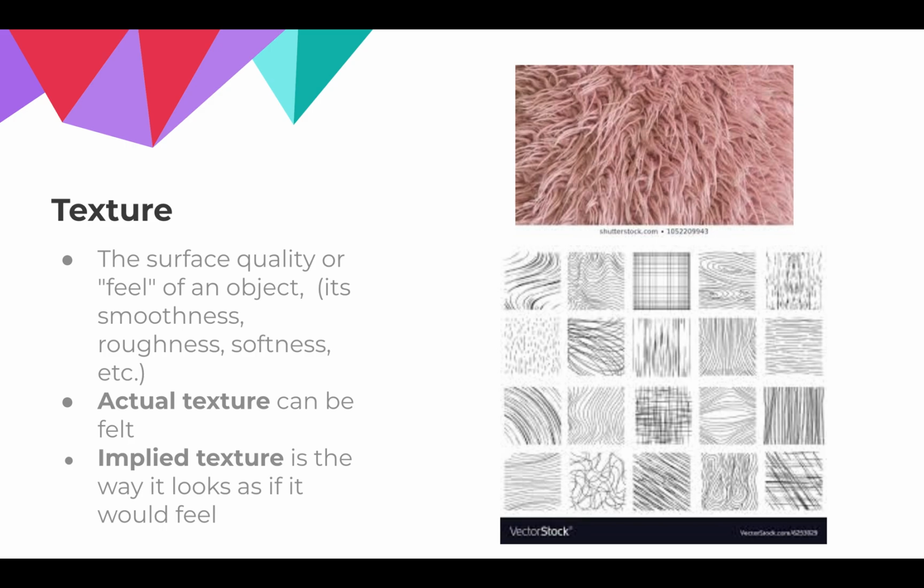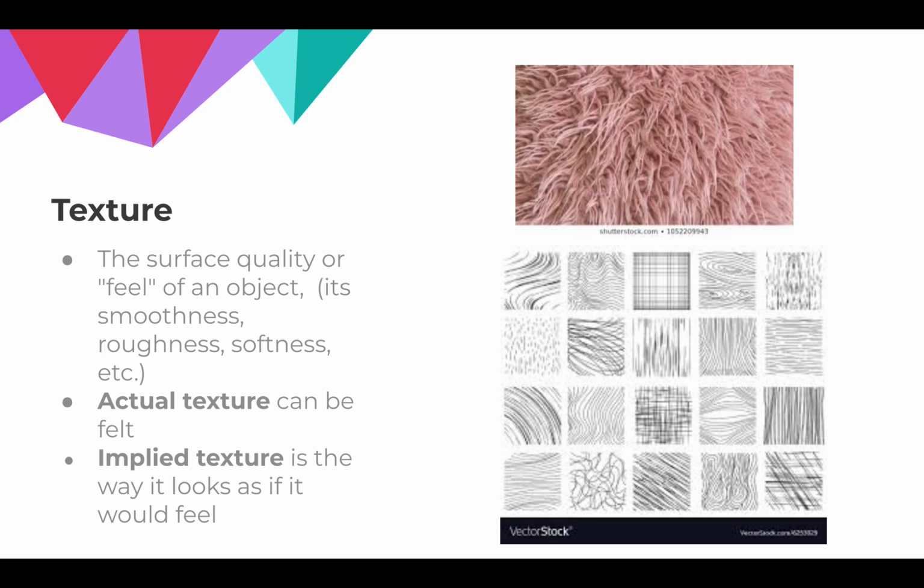Texture. Texture is the surface quality or feel of an object. So if the object is smooth, rough, soft, etc. Actual texture can be felt. Implied texture is the way that something looks as though it would feel.